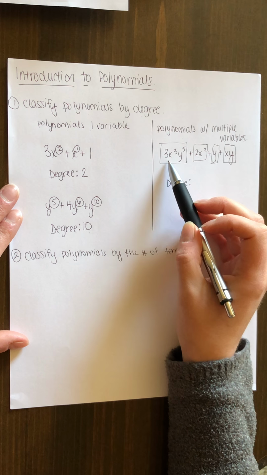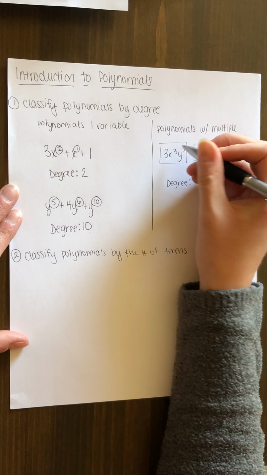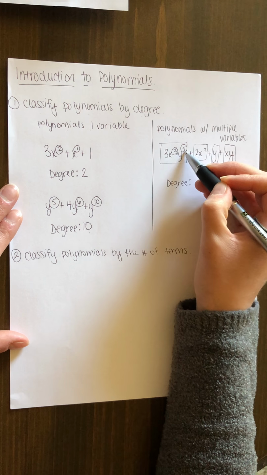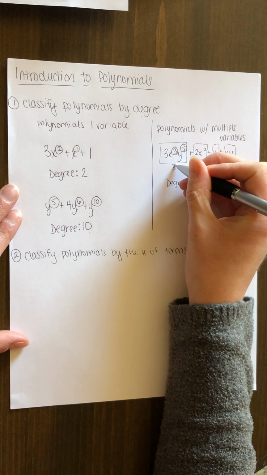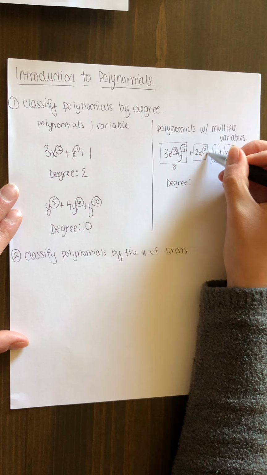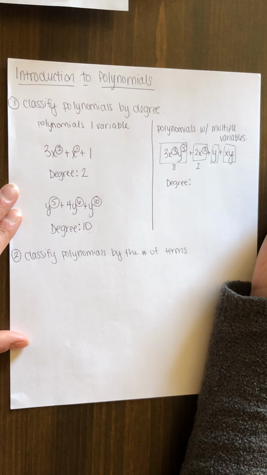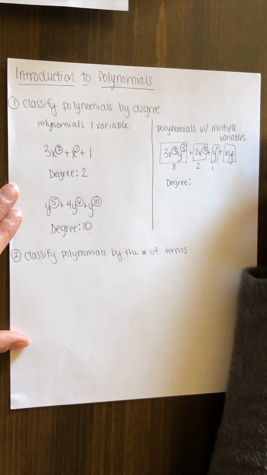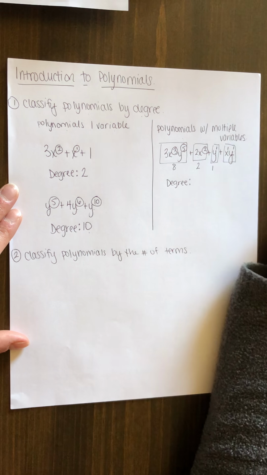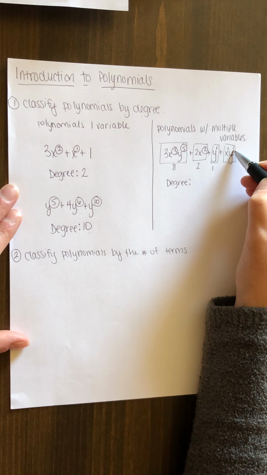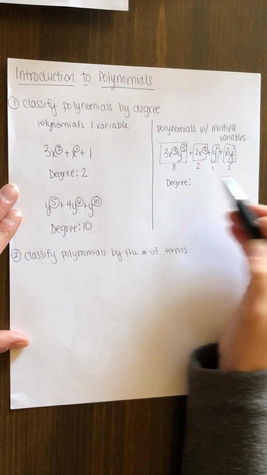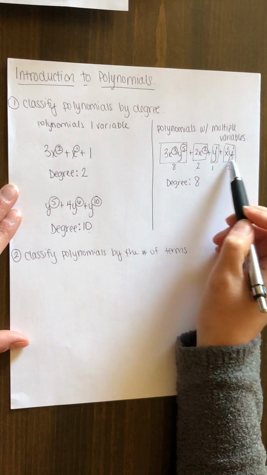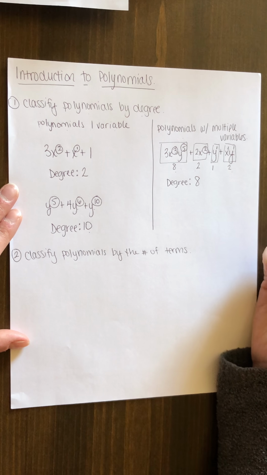In order to figure out the degree of the first term here, I'm going to add together the exponents of the X and the Y. So 3 and 5 is 8. Here, I only have one exponent. That's 2. Here, I technically have an exponent of 1. Again, when not written, you have an exponent of 1 and 1, so I want to add them together. That's 2. So the highest number out of all of these is 8. So this polynomial would have a degree of 8.